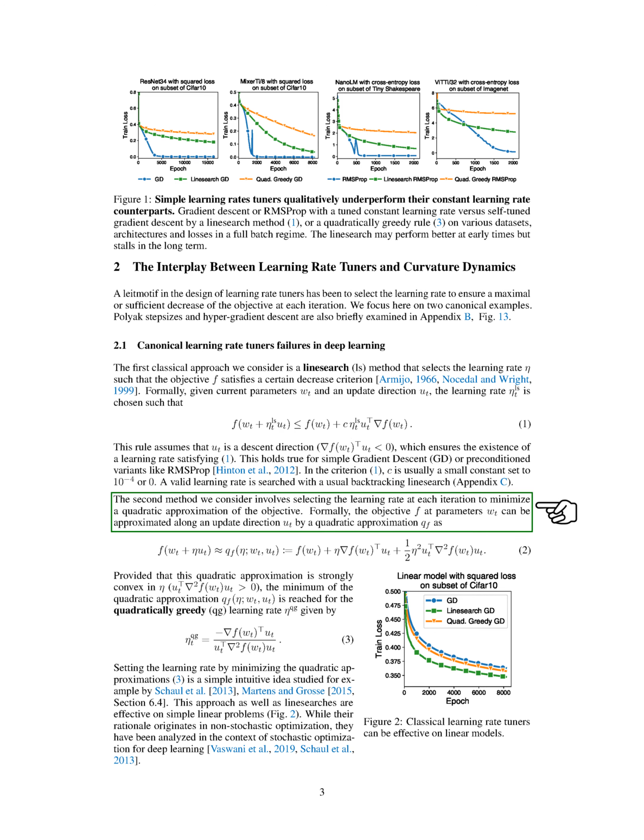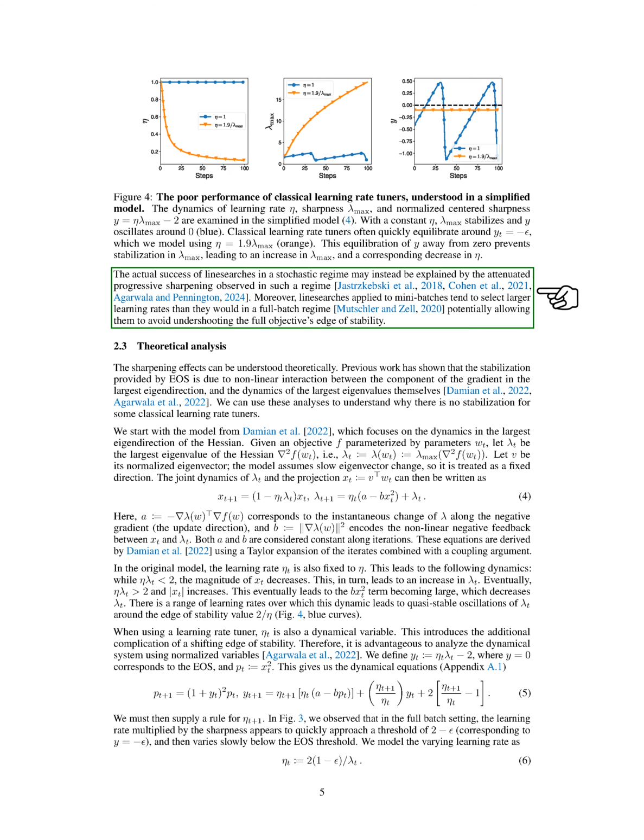The second method involves selecting the learning rate at each iteration to minimize a quadratic approximation of the objective function. If this quadratic approximation is strongly convex in the learning rate, the minimum of the approximation is reached for a specific learning rate. Analyzing learning rate tuners through curvature dynamics, we find that line searches applied to mini-batches tend to choose larger learning rates than in full-batch scenarios, potentially helping them avoid undershooting the stability edge of the full objective.